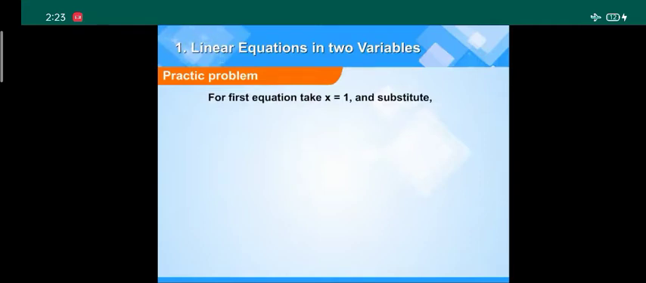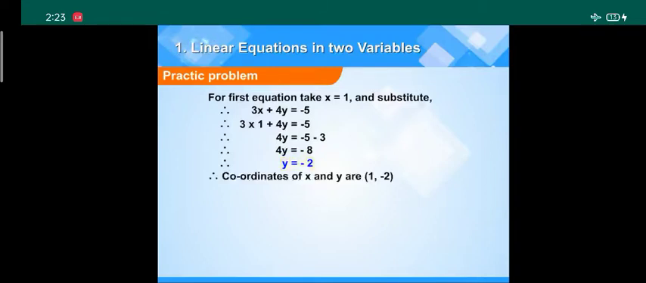Therefore, 3x plus 4y is equal to minus 5. Therefore, 3 into 1 plus 4y is equal to minus 5. Therefore, 4y is equal to minus 5 minus 3. Thus, 4y is equal to minus 8, which gives y is equal to minus 2. Therefore, the coordinates of x and y are 1 and minus 2.